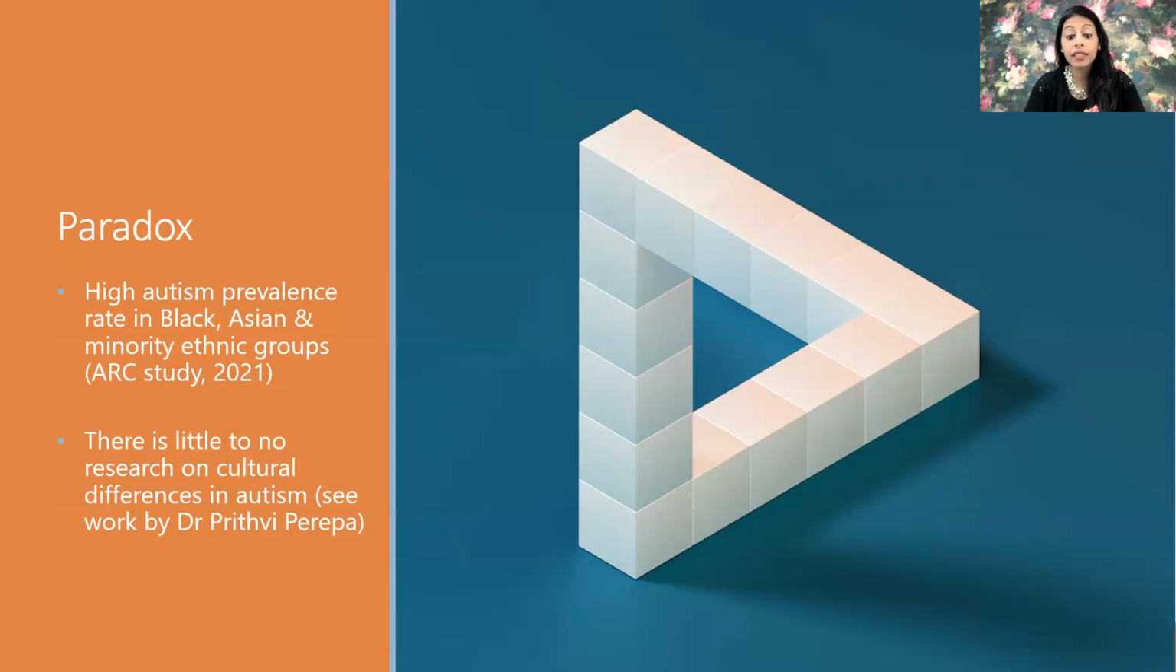So, talking about the paradox here, there's a study that was undertaken by Cambridge University's Autism Research Centre. It was published back in March 2001, and it looked at the data of 7 million school children, of whom 120,000 were autistic. It found that the highest prevalence of autism was in Black, Chinese, and Asian pupils.